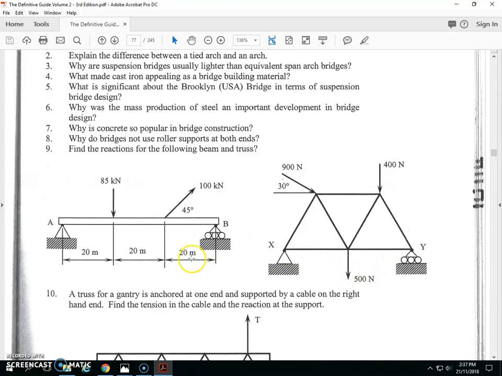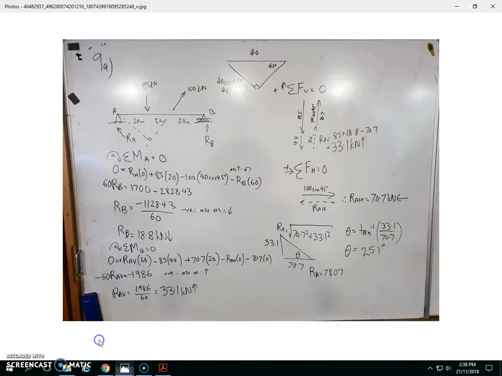Now when we do this, the first thing we always want to do is take moments about the pin so that we can find the roller, because the roller is simpler. By taking moments about the pin, we can multiply that force by 0 and ignore it, because anything multiplied by 0 is 0. So if I go to my working out here, I can show you on the board for the first question.